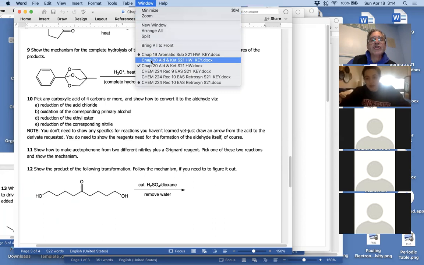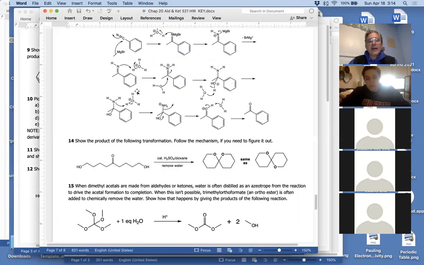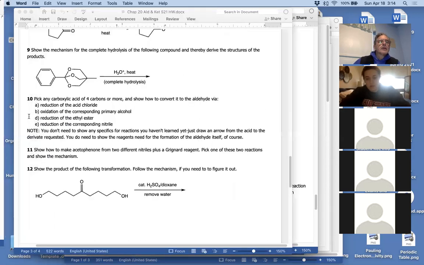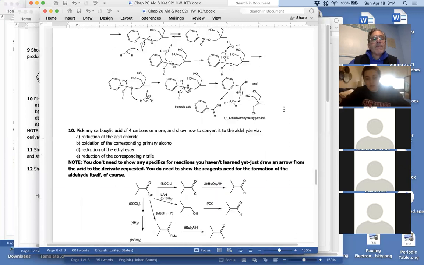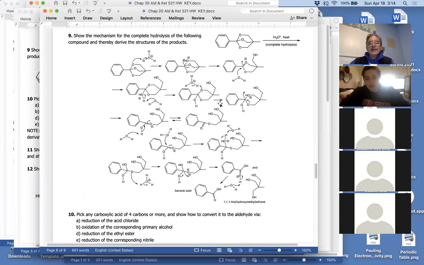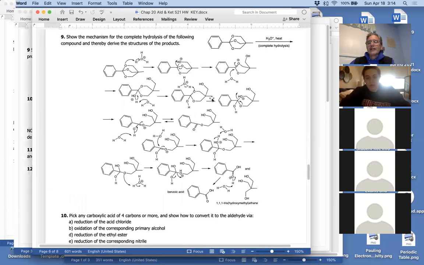This is actually not very commonly used, but it is a protecting group. Which number is this? 9? Yeah, I have it here. It's a protecting group for carboxylic acid. This specific compound.